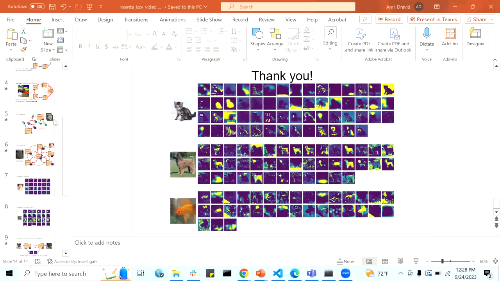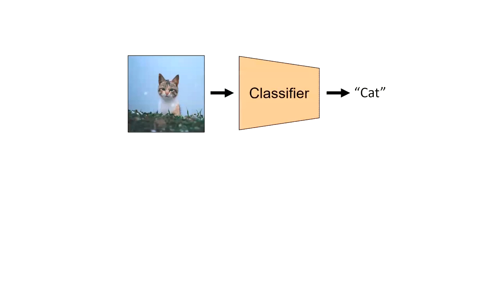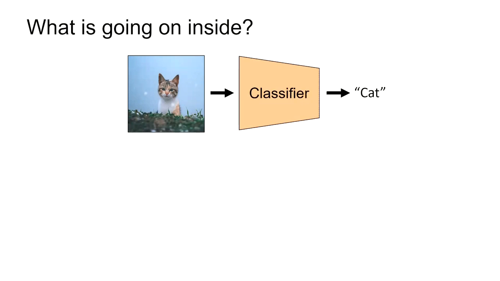Let's say we have a classifier classifying this image as a cat. But do we really know what's going on inside? David Bau began to answer this question with his network dissection line of work, where he correlated activations from a pre-trained model with semantic segmentation masks. And he found that neurons can correspond to visual concepts. But this is done for just one model.